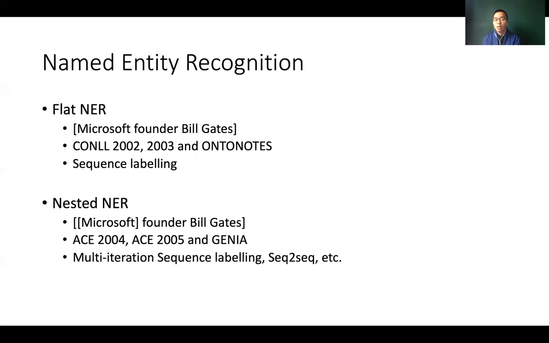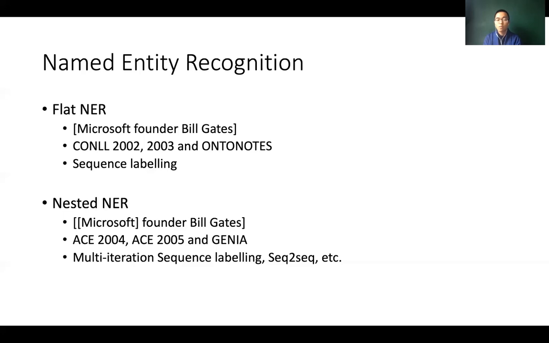Whereas another type of NER, called nested NER, which is more realistic, also considers the nested mentions. Meaning that in the same Microsoft founder Bill Gates case, we will have two mentions here. Microsoft is a mention, and Microsoft founder Bill Gates is another mention. Such a scheme has been used by ACE 2004, 2005, and also the GENIA corpus, which is a medical corpus. So people use all different ways to try to solve nested NER.